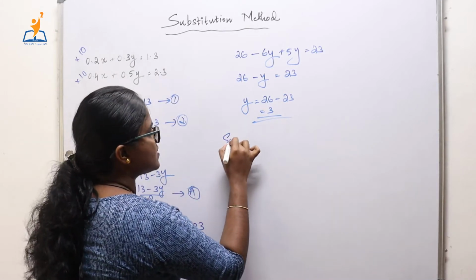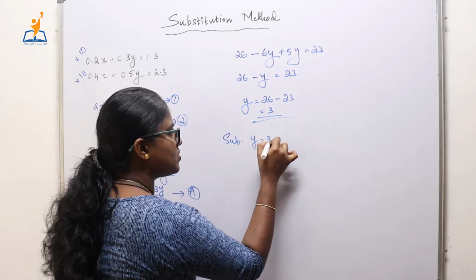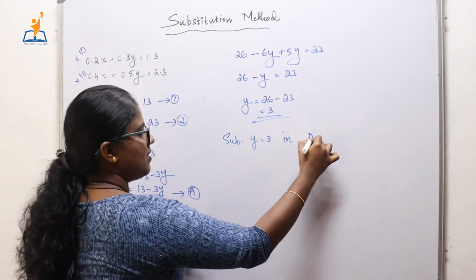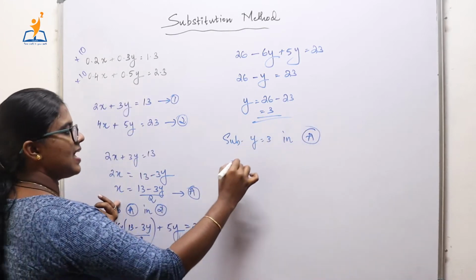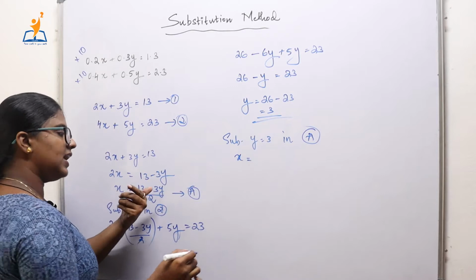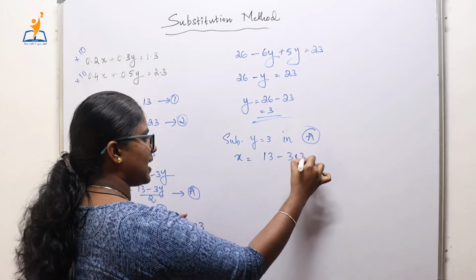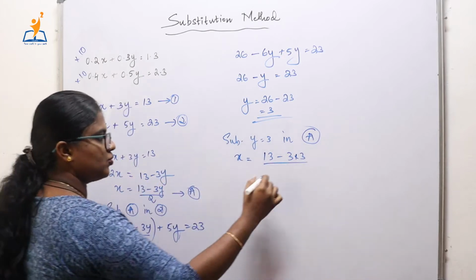Now we are going to substitute y equal to 3 in equation number A so that we will get x. That is x is equal to (13 minus 3y) divided by 2, where y is nothing but 3.